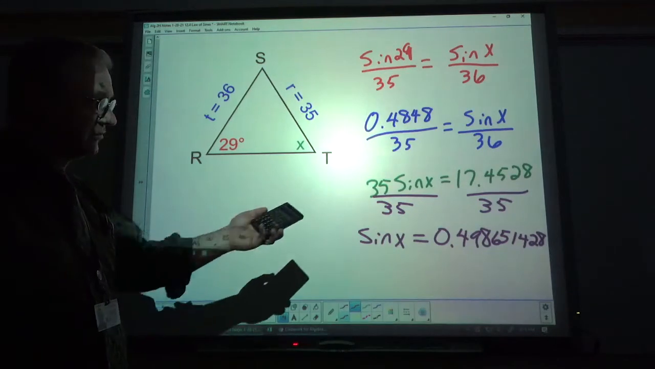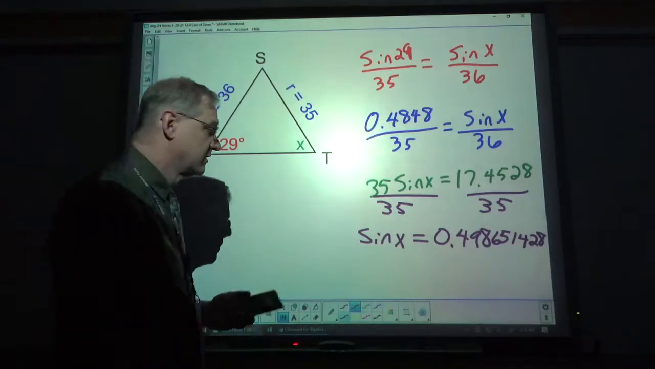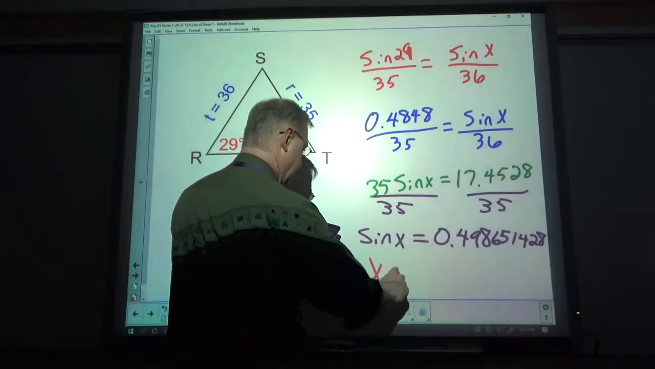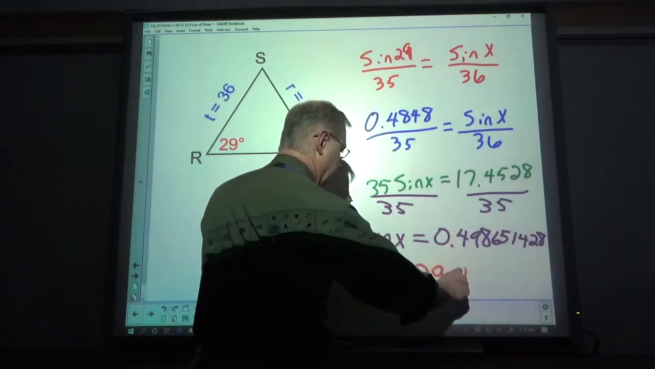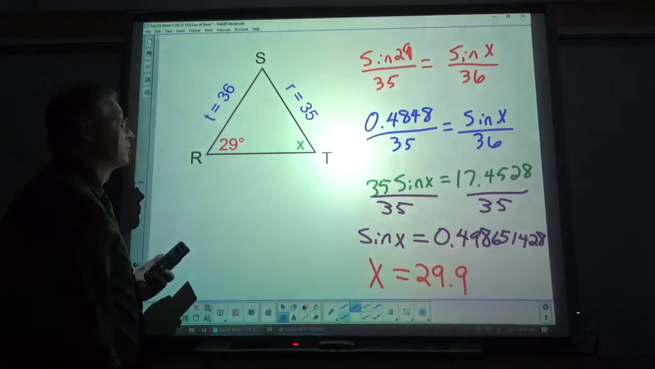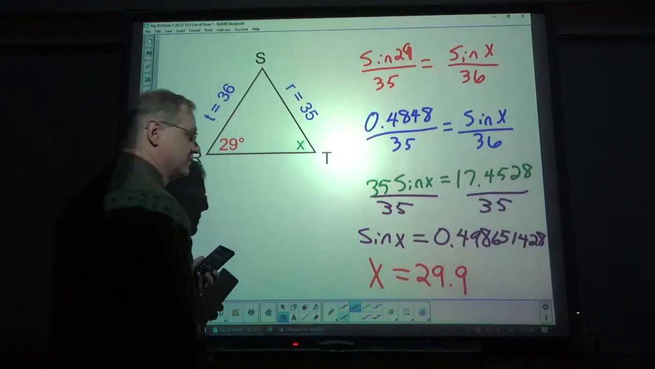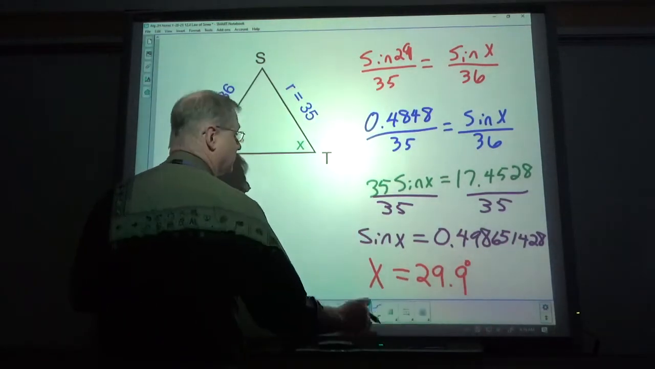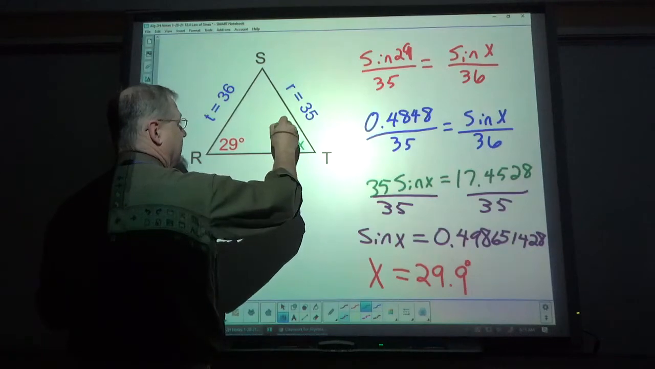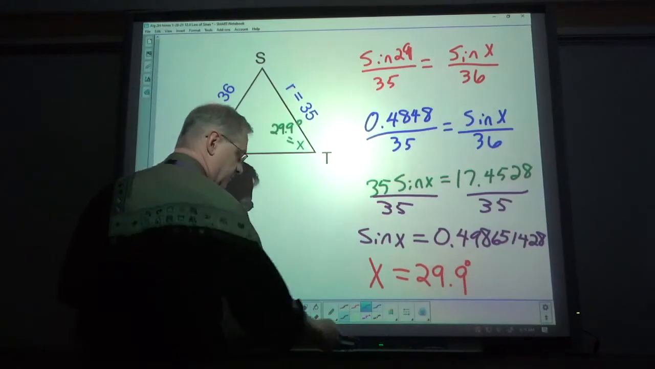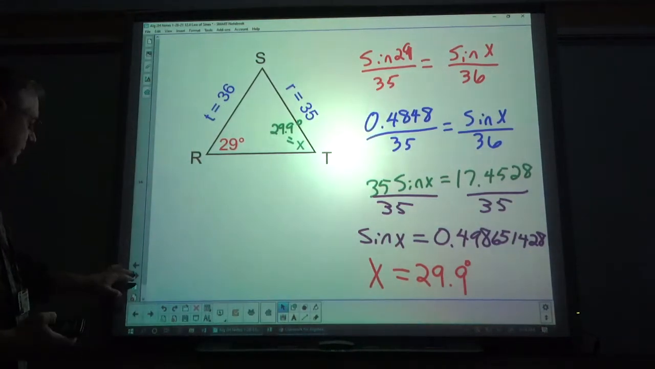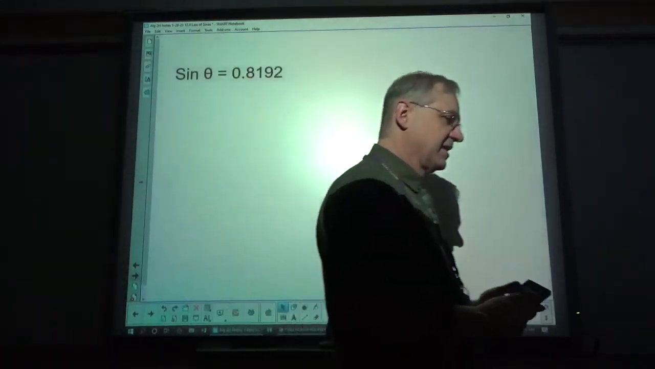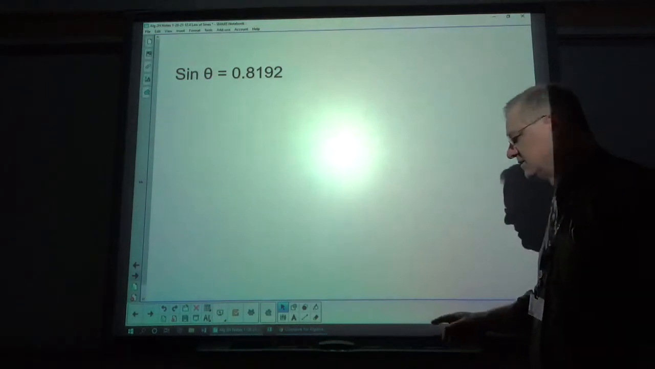I'm not necessarily going to spend the time to write that all out, but I'm going to hit inverse sine, and x is 29.9. Wow, that's pretty darn close to 29, like we said. Degrees, by the way. So 29.9 is the answer. All right. Now, sine is interesting.